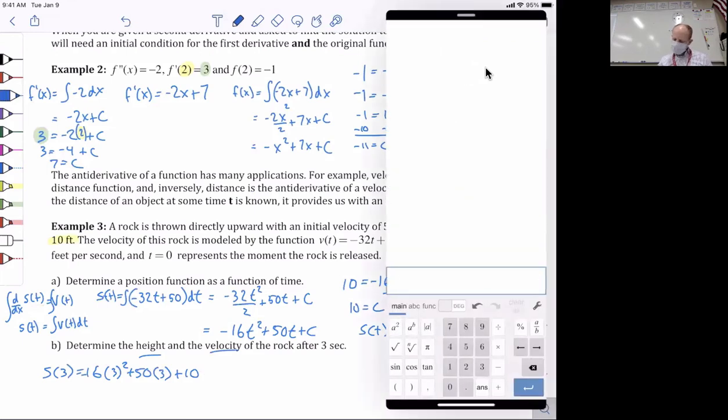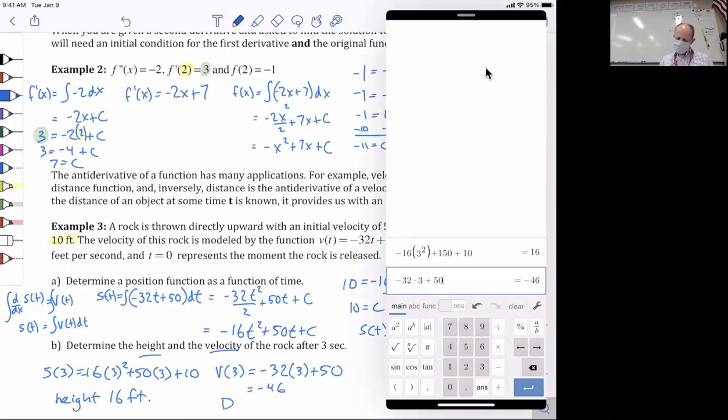And so negative 16 times 3 squared, and then plus 150 and plus 10. So it looks like we're going to be at a height of 16 feet. And then the velocity after 3 seconds, remember that was the original equation we had, was negative 32t plus 50. So we have negative 46 there.